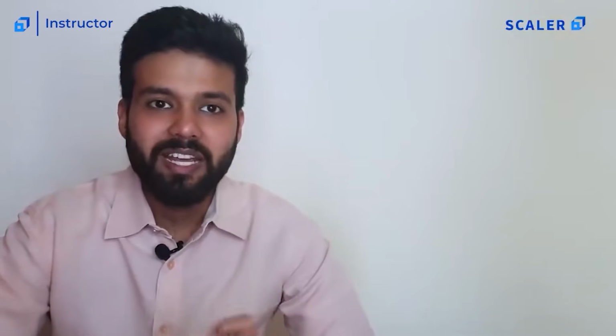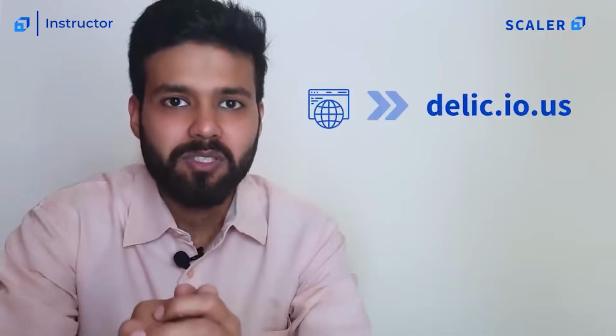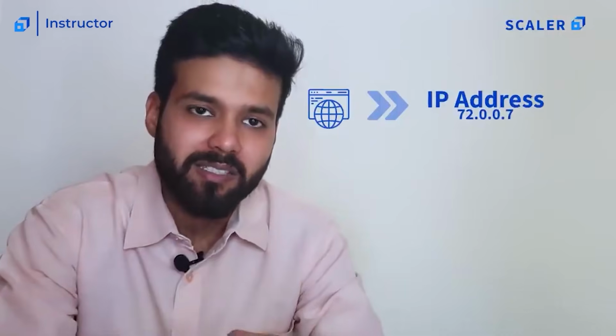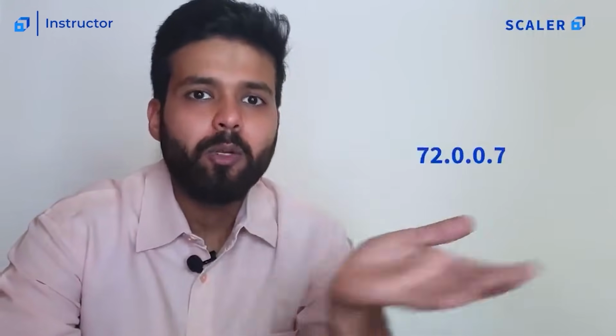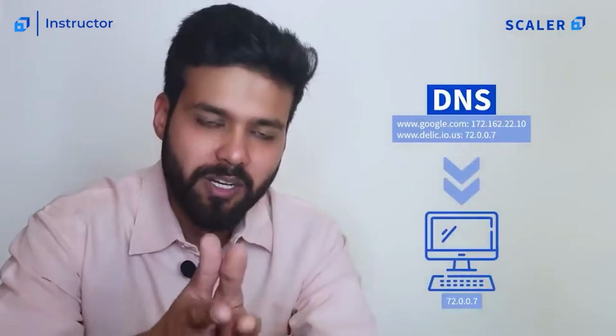We'll start from the day it went live on the creator's laptop. Let's start by understanding what happens when you type delicious in the browser. Now, browsers do not understand the names. They only understand IP addresses. Hence, we need a way to convert this URL into an IP address. In case of delicious, DNS will return the IP address of the computer on which it is hosted.